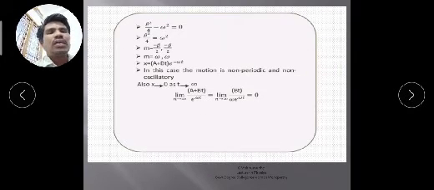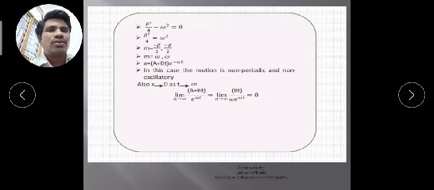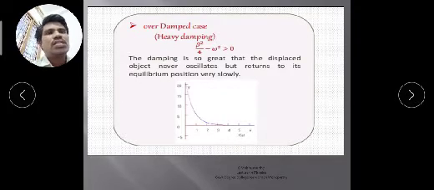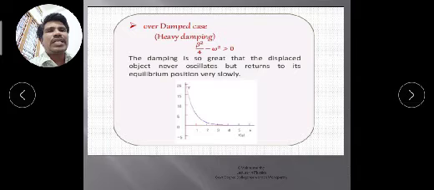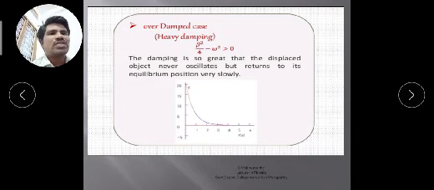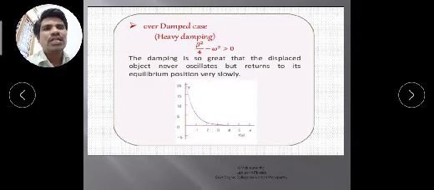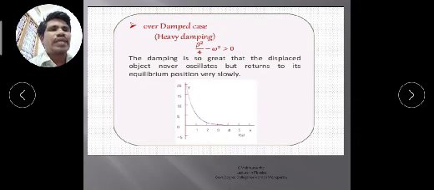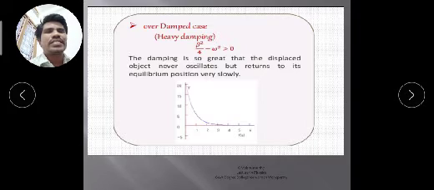Now in that case we have limit n tends to infinity of a plus beta t by e power of omega t, is equal to limit n tends to infinity of beta by omega e power of minus omega t, is equal to 0. Now the last case is the overdamping case, that is heavy damping, beta square by 4 minus omega square greater than 0. The damping is so great that the displaced object never oscillates and returns to its equilibrium position very slowly. That is denoted as the overdamping case.